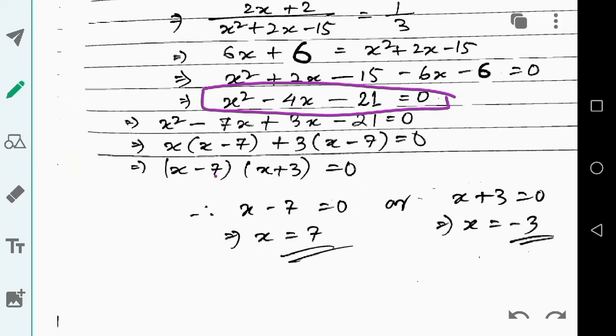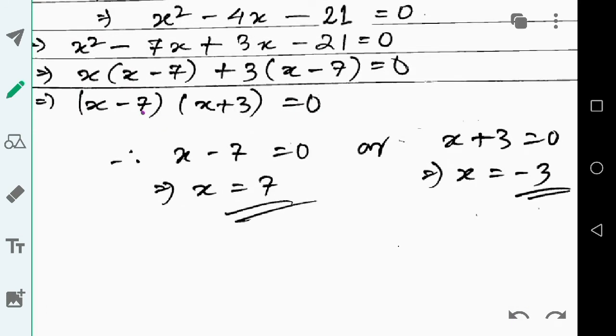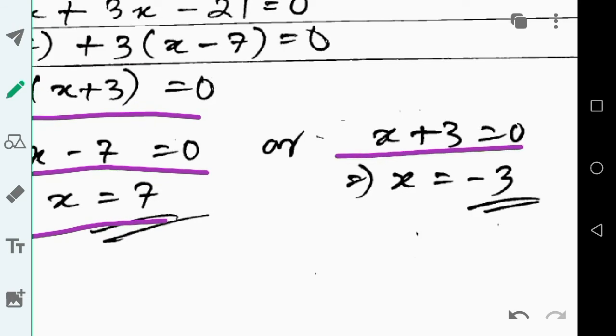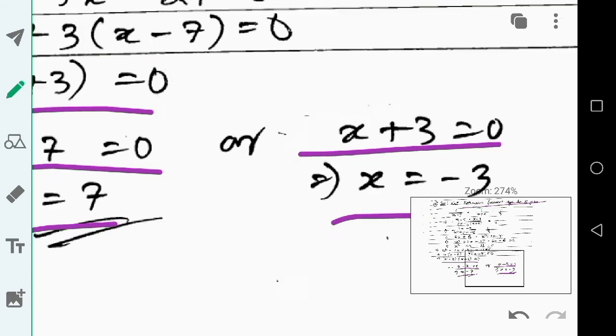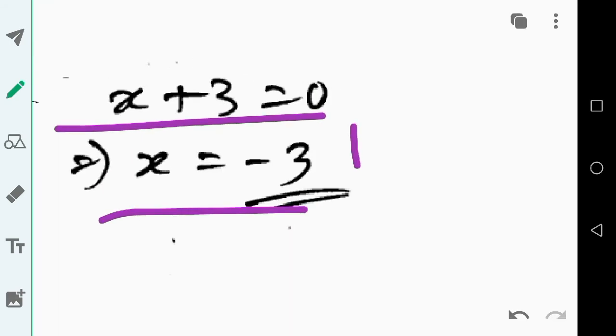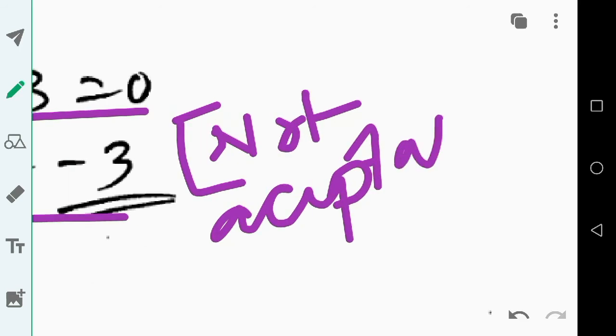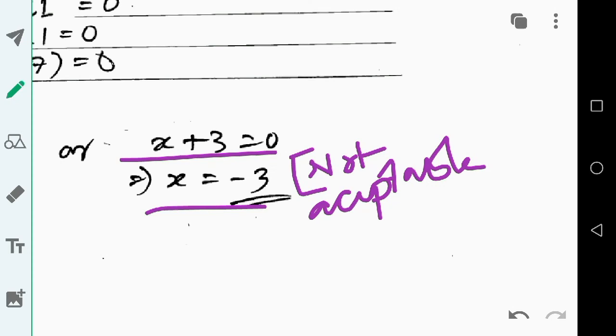Okay, so here you see, by applying the factorization method I have got x minus 7 into x plus 3 equal to 0. So x minus 7 is equal to 0, so x is equal to 7, or x plus 3 is equal to 0, which implies x is equal to minus 3. But the age of a person cannot be negative, so it is not acceptable. So that's why Rahman's present age is 7 years.